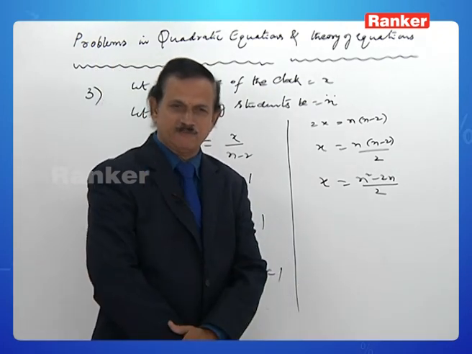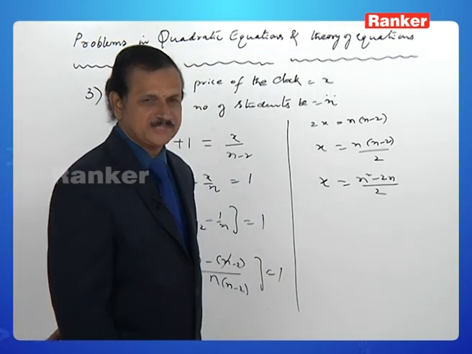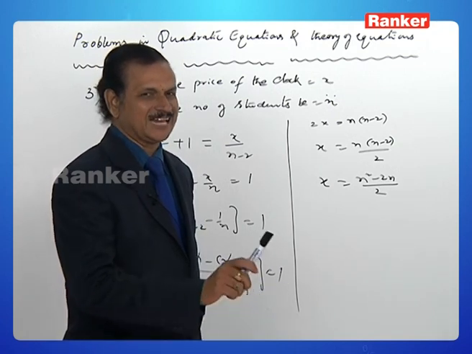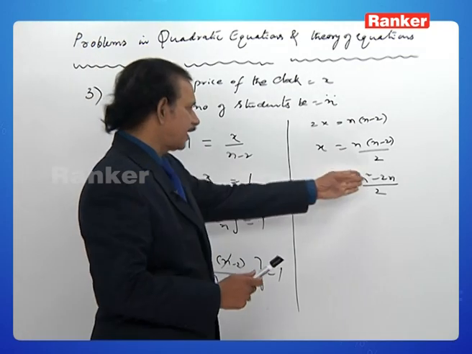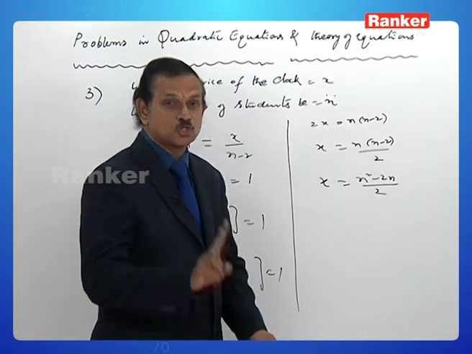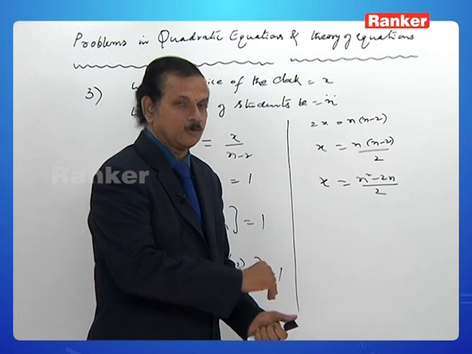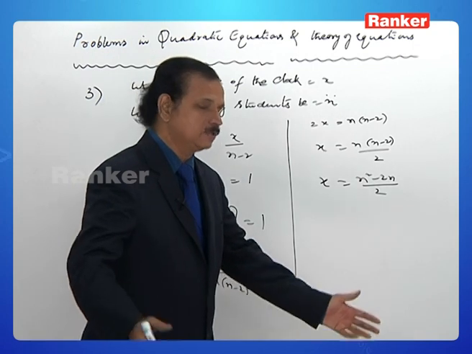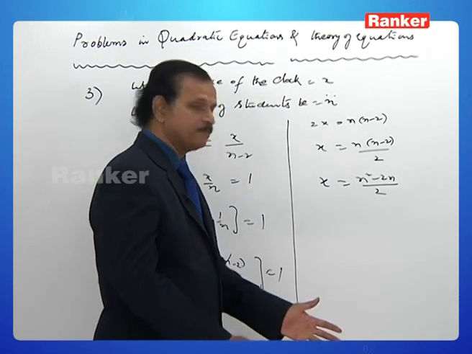He has given a lot of information about x, the price of the clock. What does he say? It lies between 170 and 195. That is 170 less than or equal to x less than or equal to 195. That is 170 less than or equal to n square minus 2n by 2 less than or equal to 195. You shall be having two quadratic inequalities, one with less than or equal to and the other with greater than or equal to. You are supposed to produce them and then solve them. Of course, it is not impossible. You can do that, but it is a brisk procedure.